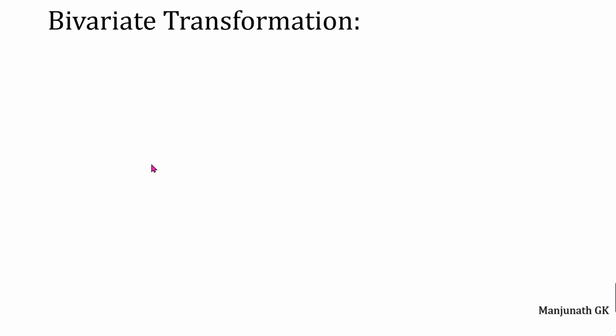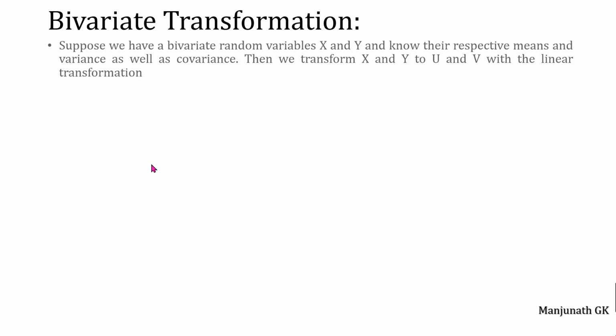Alright, let us discuss the next concept, a bivariate transformation. Suppose we have bivariate random variables x and y and know their respective means and variance as well as the covariance. Then we transform x and y to u and v with the linear transformation. u is defined here in terms of x and y, v is defined in terms of x and y.